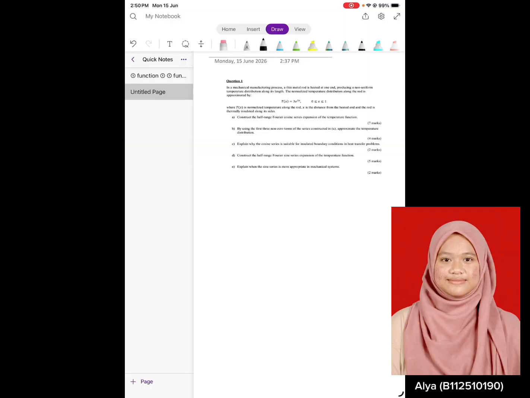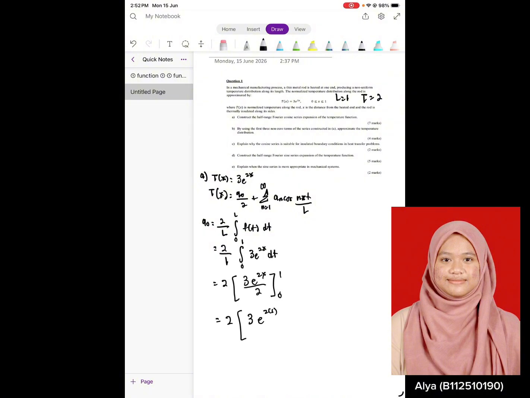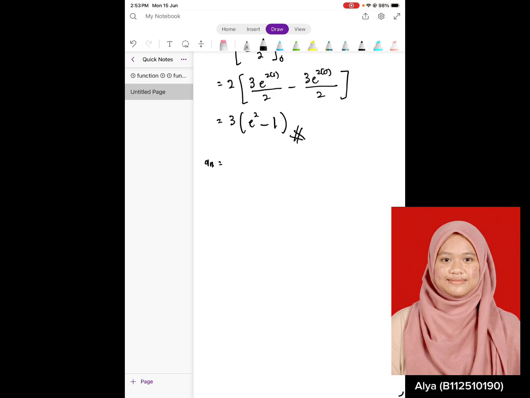Assalamualaikum, I'm Alia. I'm doing question 1A, which asks us to construct the half-range Fourier cosine series over 0 to L. After finding the value of A naught, we need to find the values of A n, which is an integral over L dt. This involves the exponent and cos.